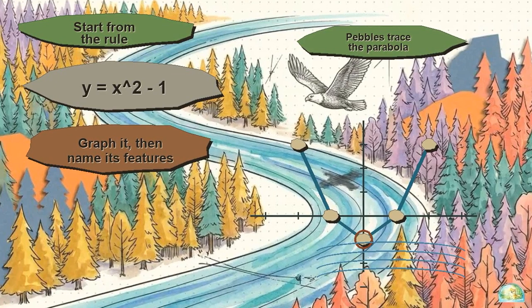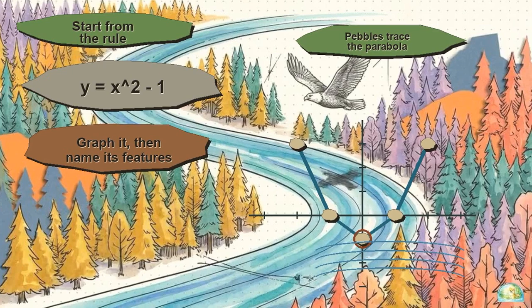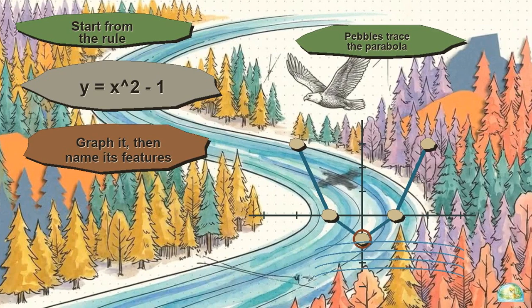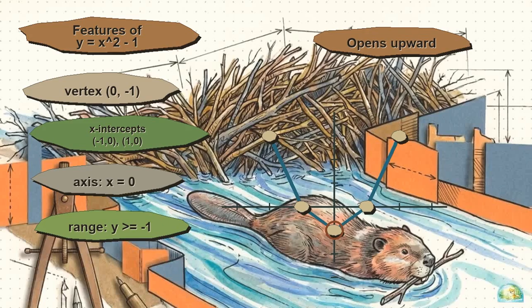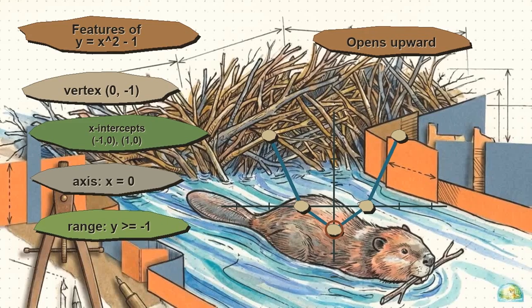Take the rule y equals x squared minus 1. When we aren't sure where the path leads, our baseline move is to test individual points along the way. This table organizes our search.